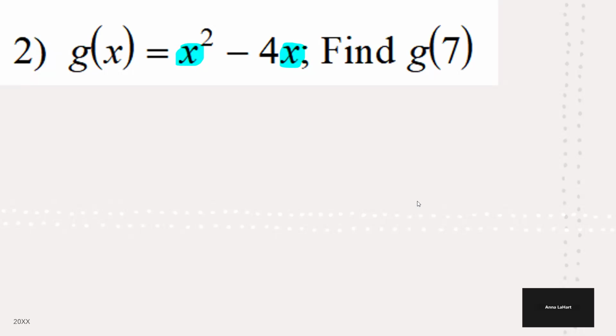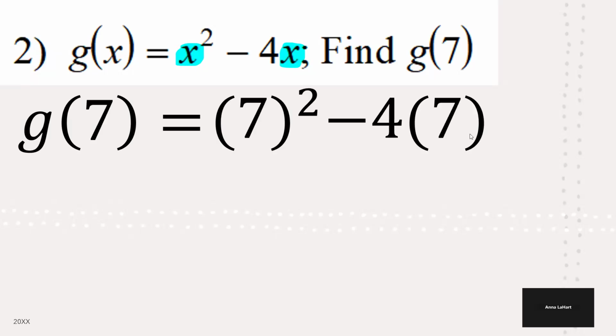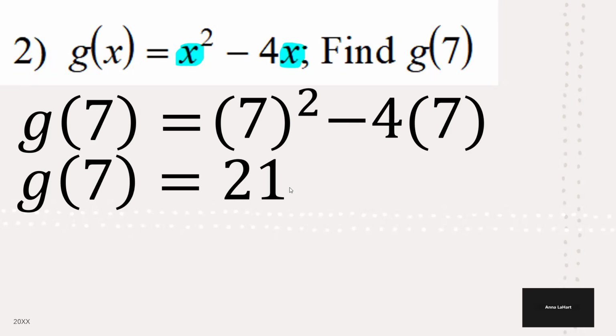Anyway, this one, g of x. So this one's called g. Okay, it's x squared minus 4 times x. So there's two spots where the x needs to be put in. Where we see those two x's, we're going to put in the 7. So we got 7 squared minus 4 times 7. 49 minus 28, you get 21. Okay, you can show your plug-in. You can show the mathematics on the right. You can show a lot of steps. Okay, you put something in, you get something out. That was a quadratic example.